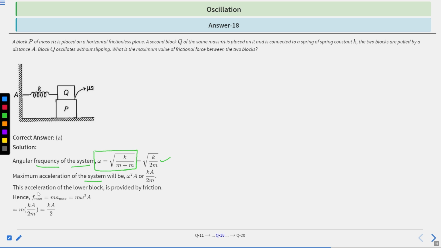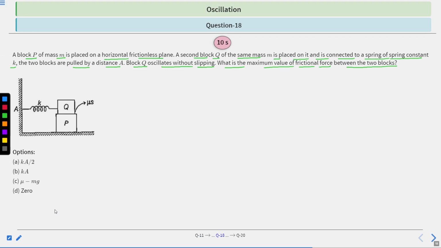This acceleration of the lower block is provided by friction. Hence F max is equal to m a max, which is equal to m omega square A, where A is the amplitude. Solving this, we get Ka divided by 2. This is the final answer. Option A is correct.